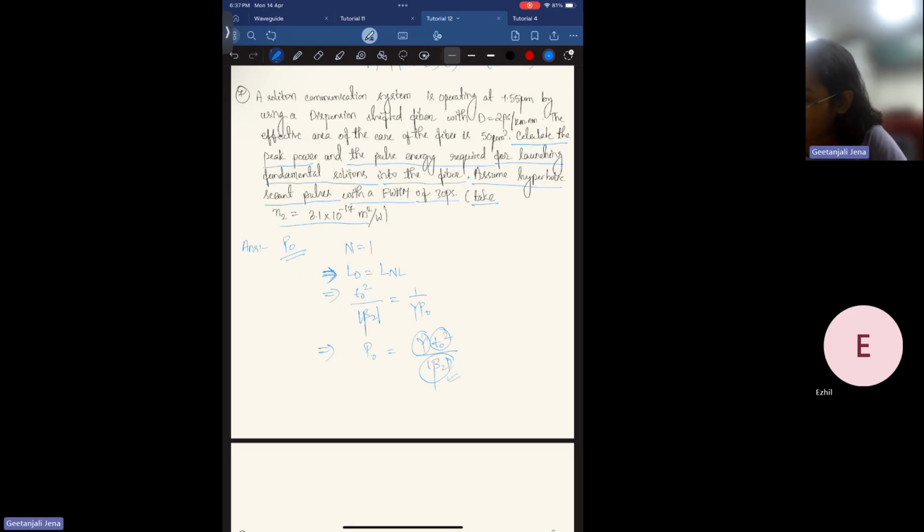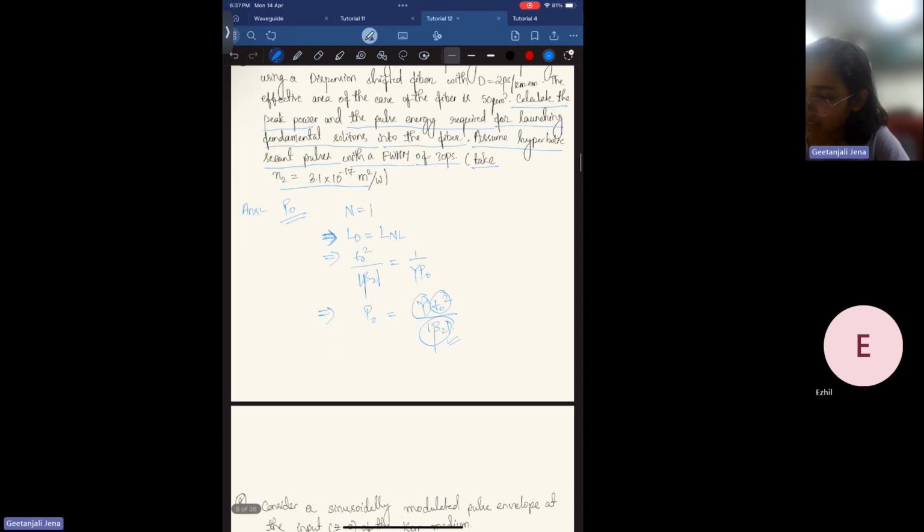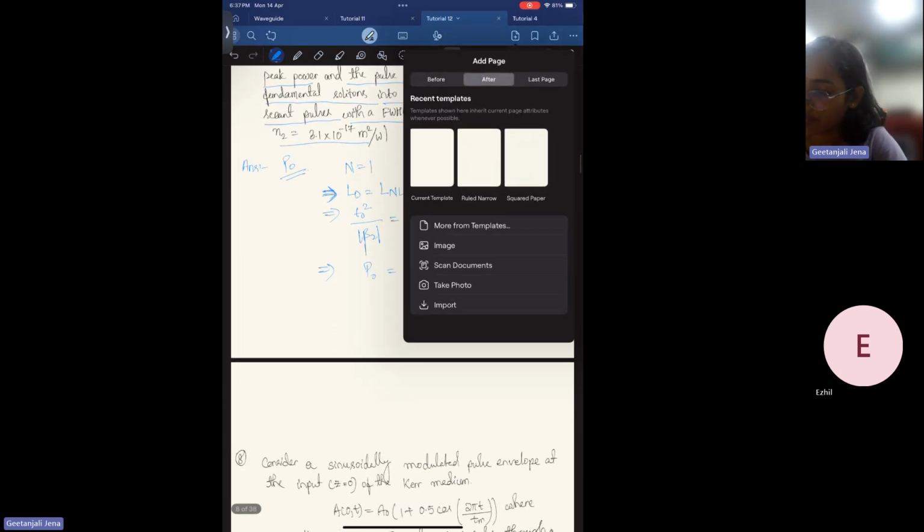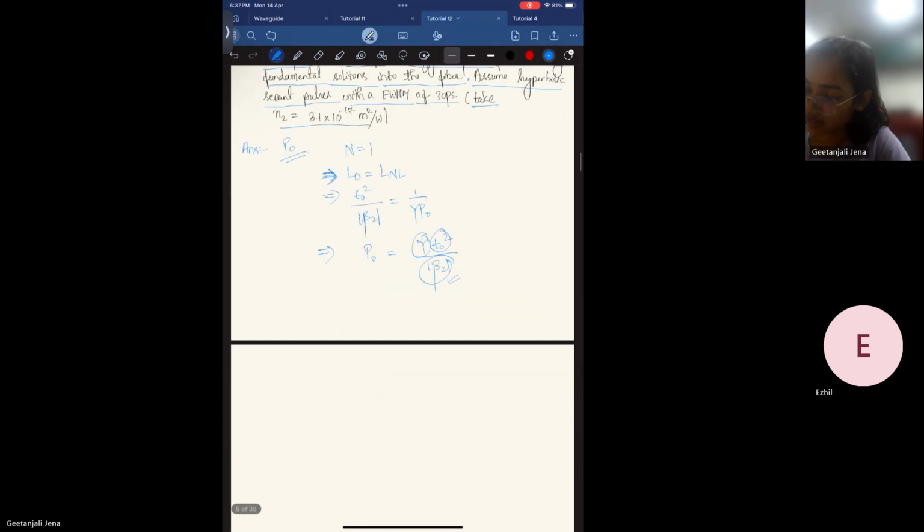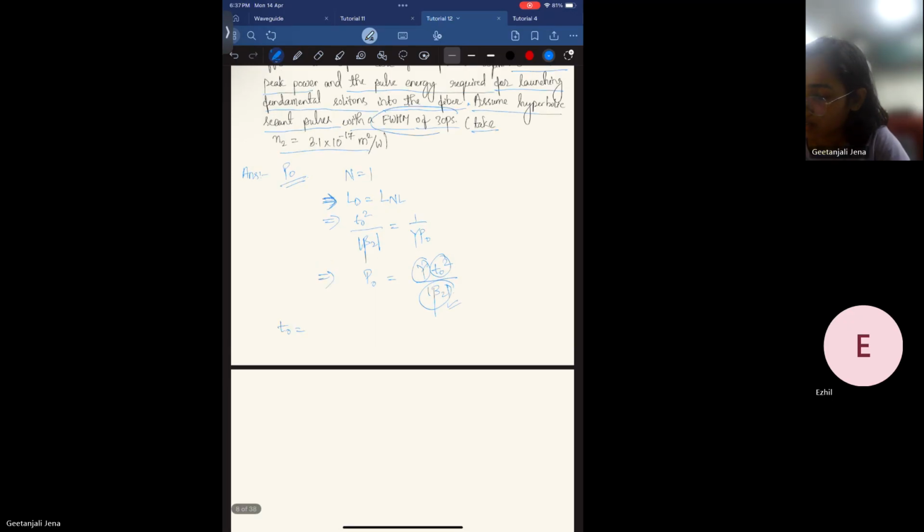So gamma is not given, but if you recall the expression for gamma is known. Let us first find T0 first. The pulse width at full width at half maximum is given, it is 30 picoseconds.